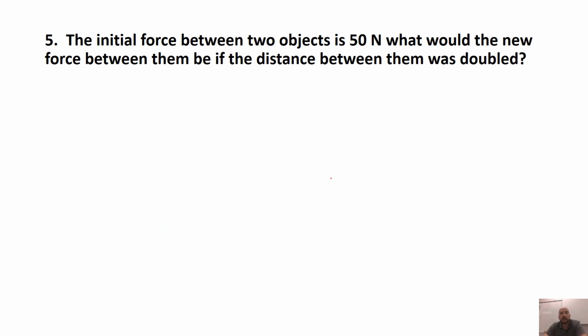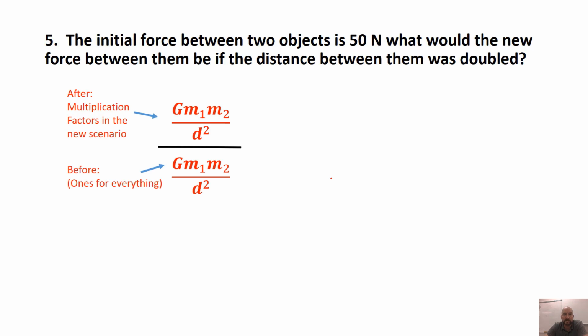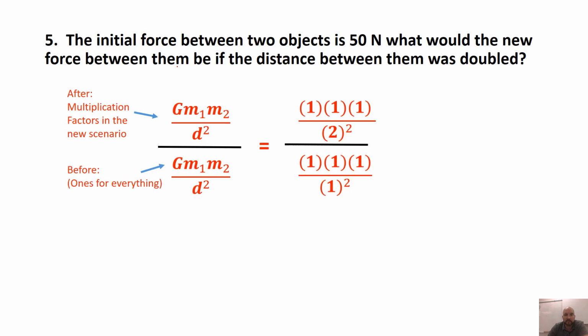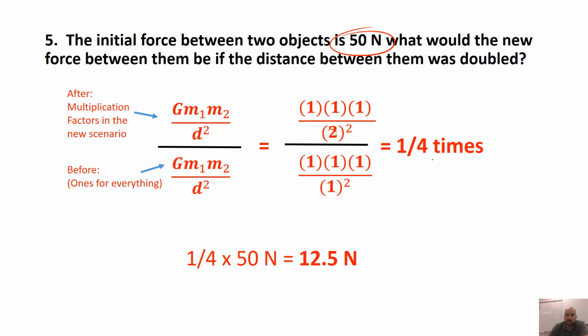This one, initial force was 50 newtons, so this is a step further. It's still law of 1's. We still would go ahead and say, okay, the distance doubled. How much does it change? We find out how much it changes, and then we just take that and we multiply it by the original value. 1/4 times 50 is 12.5, and now we know newtons. We know exactly how many newtons, not just how many times it was.